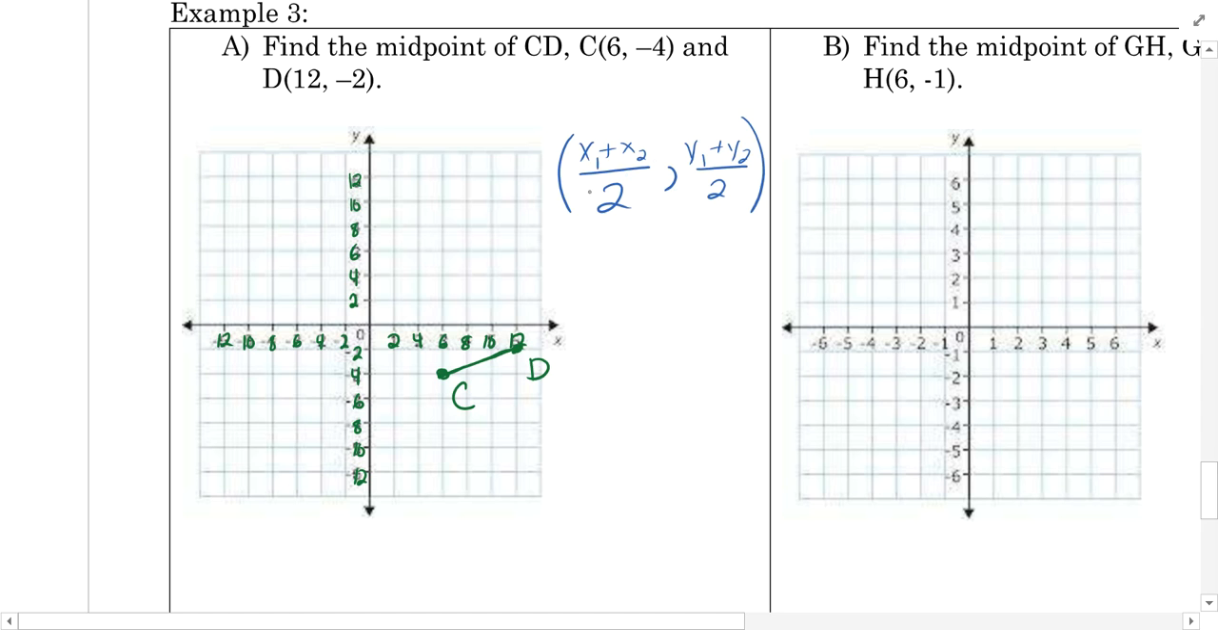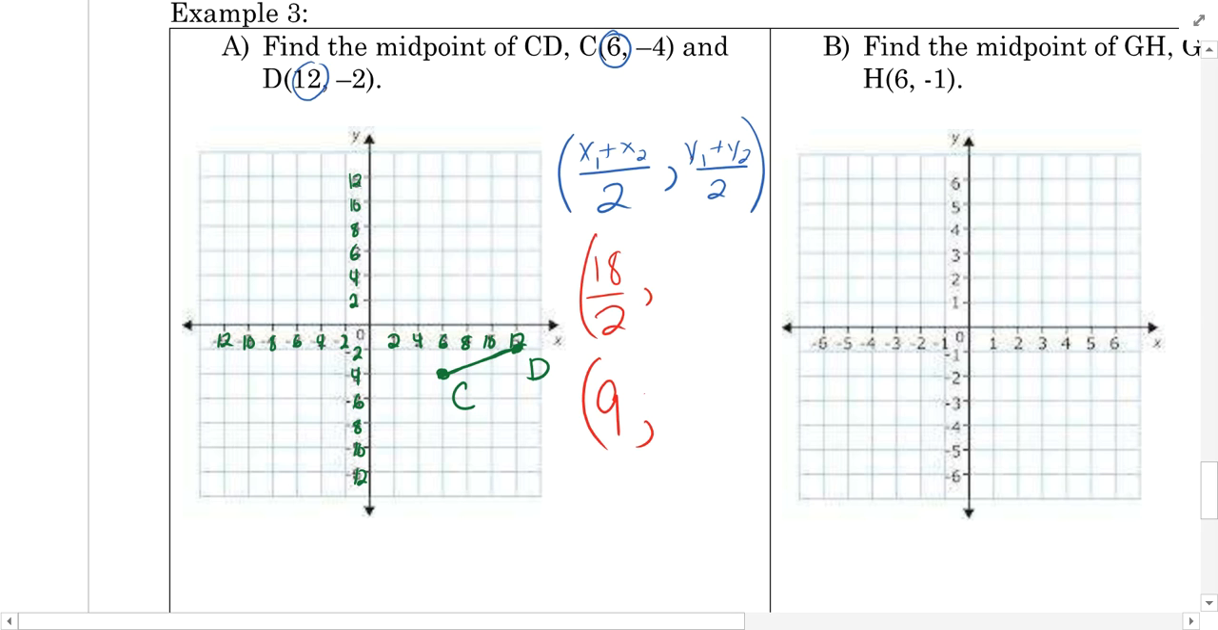So if I'm looking at my x values, I have 6 and 12. Well, 6 plus 12 is 18. 18 divided by 2 is equal to 9. So my x value in my midpoint is going to be 9.